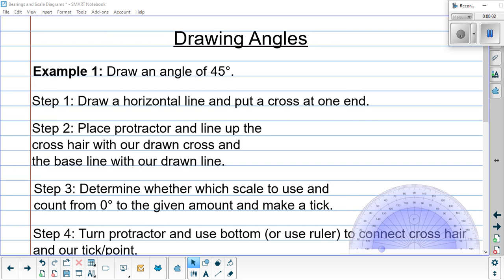Hi, it's Mr. Canada, and today we're going to look at drawing some angles. So if we look at example 1, we want to draw an angle of 45 degrees.